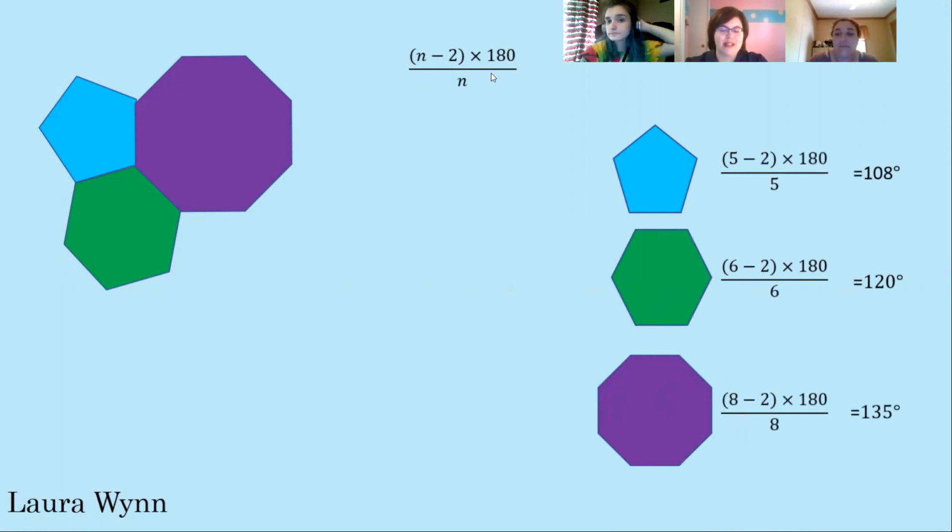Now we need to add up all of those degrees. So 108, 120, and 135 is going to give us 363 degrees. So there's a slight overlapping, so they don't add up to 360. So it's not a vertex figure.